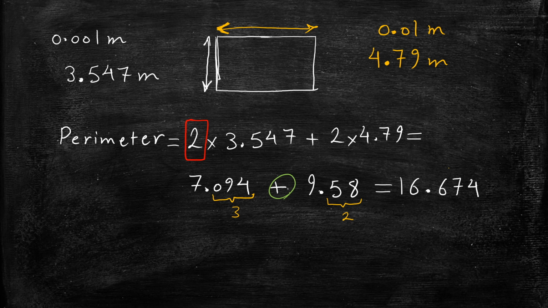16.674. Now the smallest number of decimal places is 2, and the next digit is 4, 4 is less than 5, so I don't need to do any rounding up here. I just keep the answer as 16.67 meters. That's the perimeter of this room. So overall, that's how we perform operations on measured numbers, and keep the right number of significant figures in the answers.